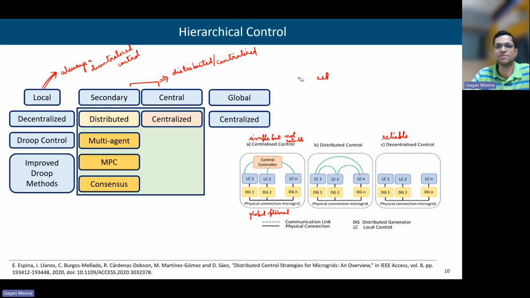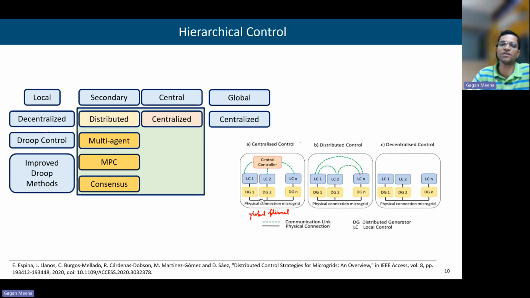The global will always be centralized, local is always decentralized, and in between, secondary and central control can be distributed or centralized. In distributed, there are these three types of control schemes. Multi-agent system, we call it MAS. Then this is model predictive control using some optimization. We try to achieve an objective function subject to certain constraints. And then this is a consensus algorithm. These are three distributed techniques.